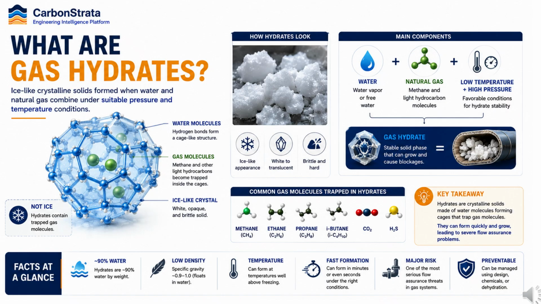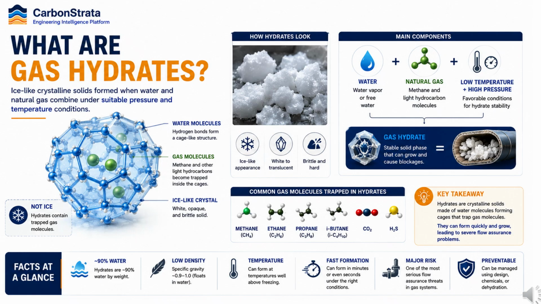Gas hydrates are ice-like crystalline solids formed when water molecules create cage-like structures that trap natural gas molecules. Although they look similar to ice, hydrates are fundamentally different. Ice is simply frozen water, while hydrates contain both water and gas trapped within a solid crystal structure. Methane is the most common gas found in hydrates, but other hydrocarbons and gases such as carbon dioxide and hydrogen sulfide can also participate in hydrate formation.